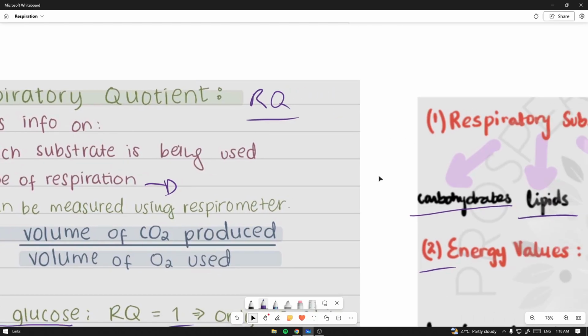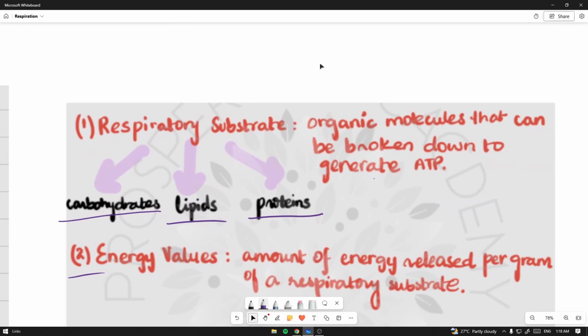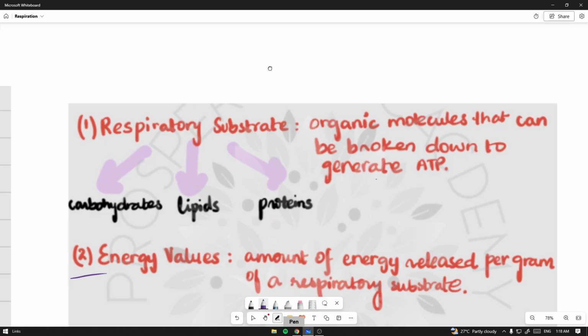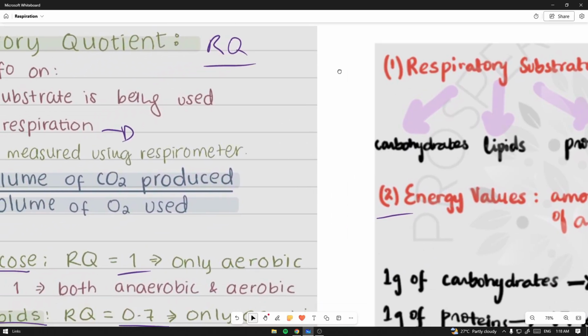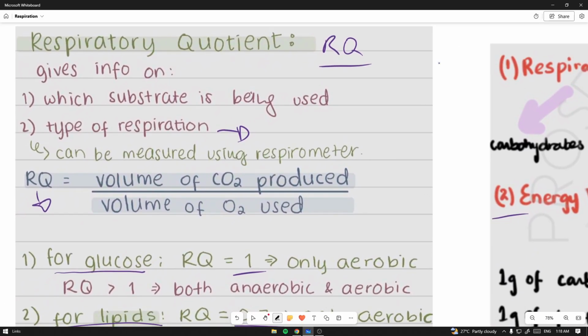Now, what is a substrate or respiratory substrate? Organic molecules that can be broken down to generate ATP. The types of respiratory substrates are carbohydrates, lipids, and proteins. So these are your respiratory substrates. We can use something called a respirometer to measure the RQ values, right?